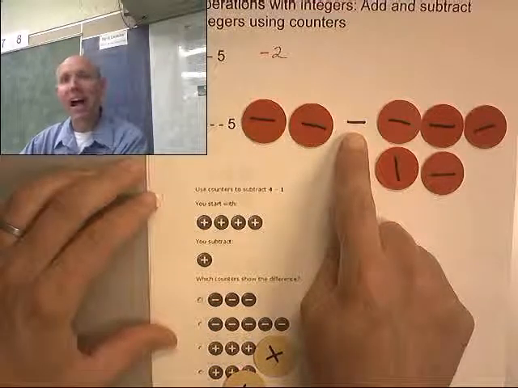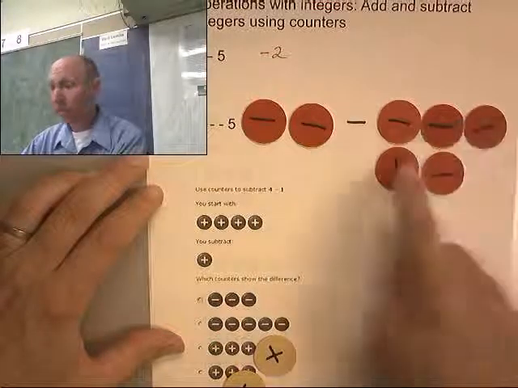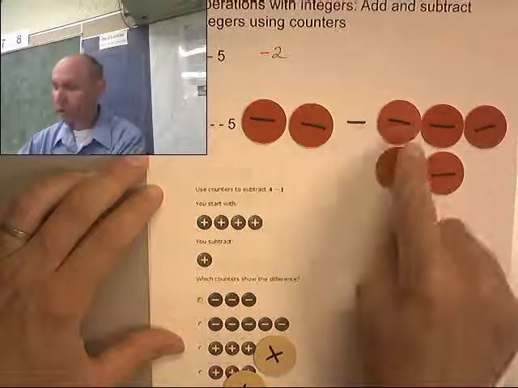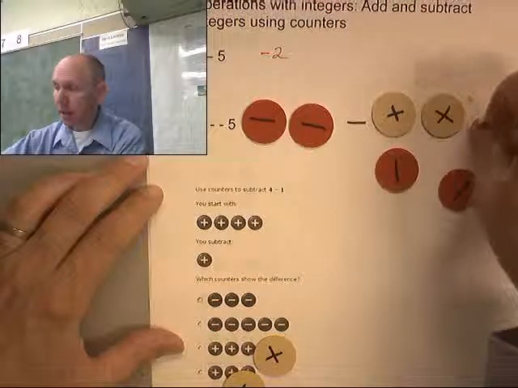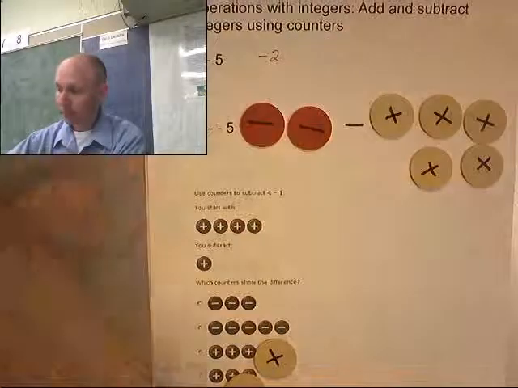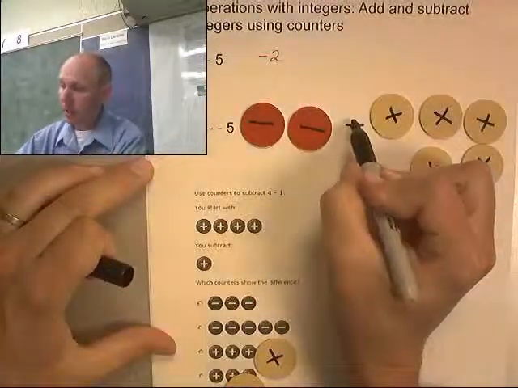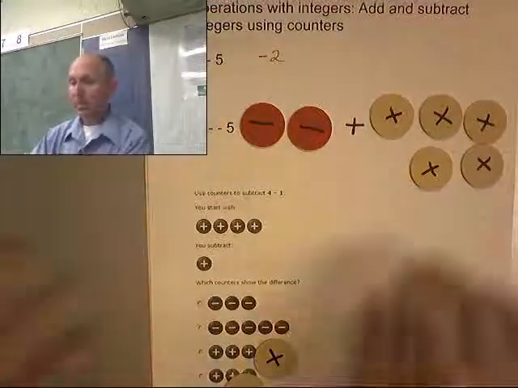Negative also means the opposite of something. This is negative 2 and the opposite of all these guys. So what is the opposite of all these? They become a bunch of positives. And this really then becomes an addition problem. And now let's do it.